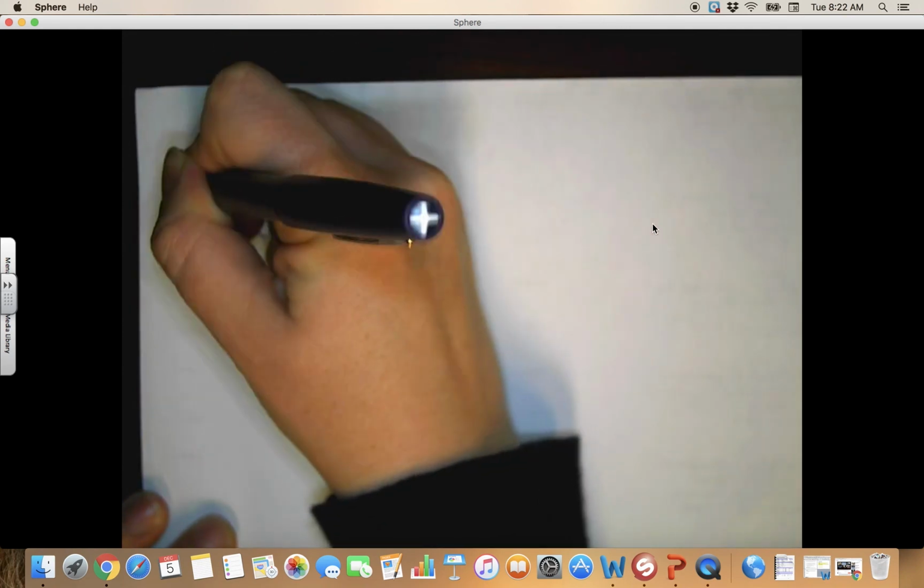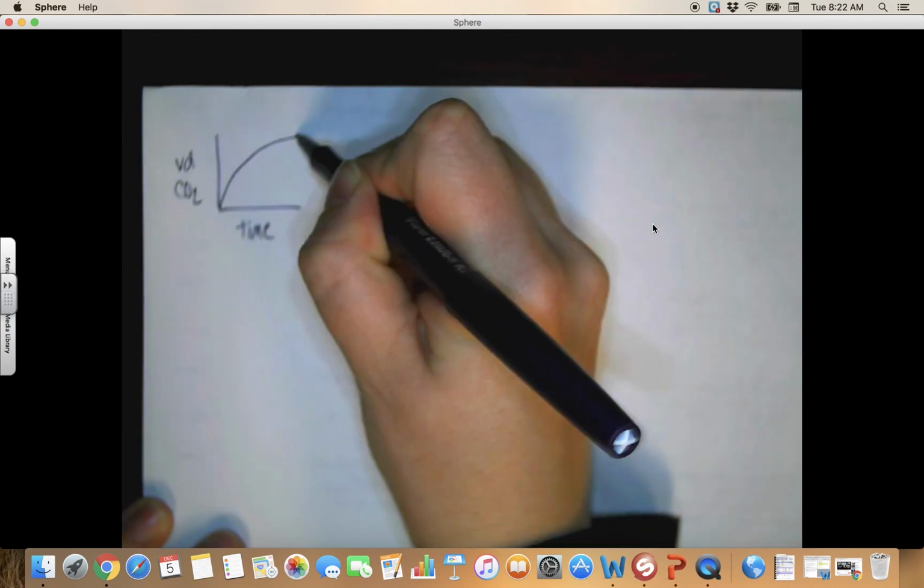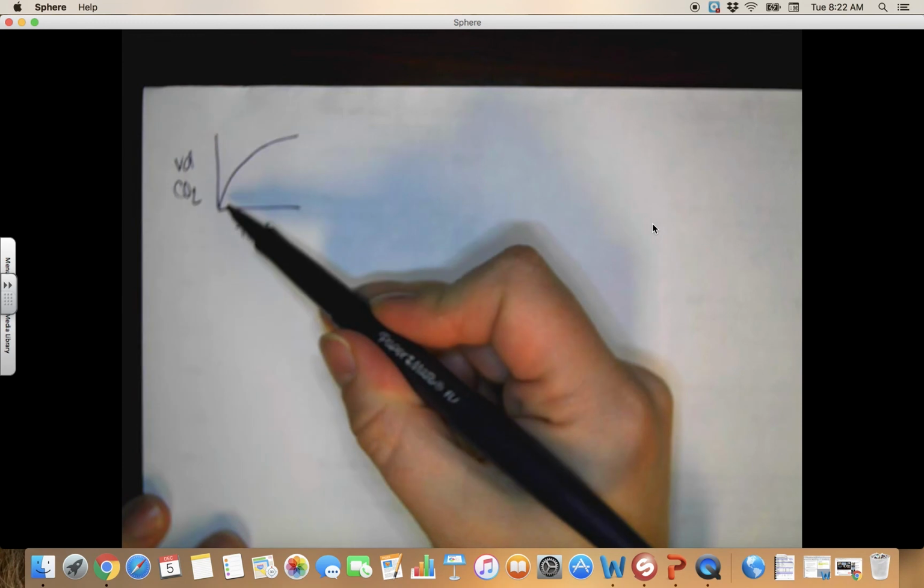So the first one, all of these are going to be with time on the x-axis. Oh, let's focus that. And the first one was volume of CO2. So we think about this. It's a product, so it's going to increase, and we'll have that. Notice that it starts at the origin at 0.